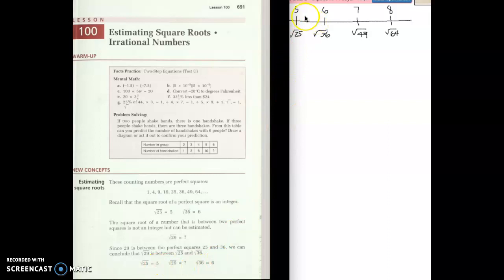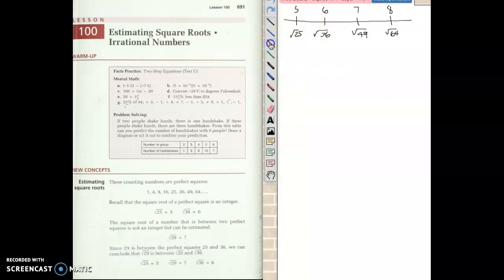If you look at it on a number line over here, here we have 5, here we have 6. And if we wanted to do the square root of 29, it'd be somewhere in between on the number line. So we would estimate that it'd be 5 and some amount on our place value, either to the tenth or the hundredth, between 5 and 6.